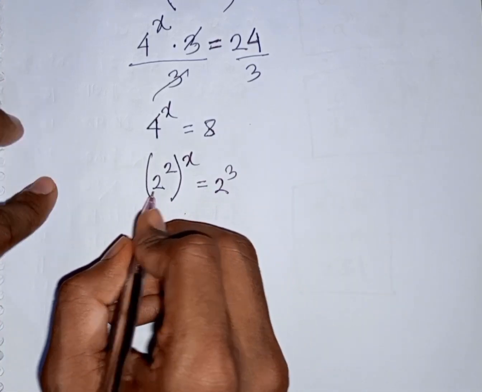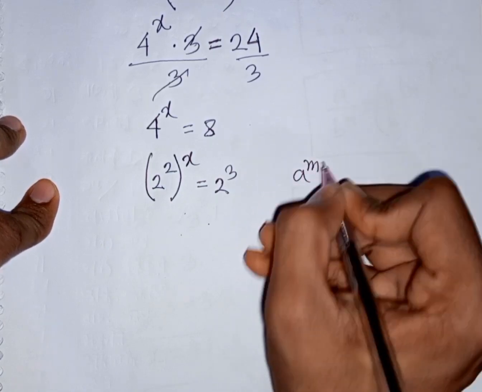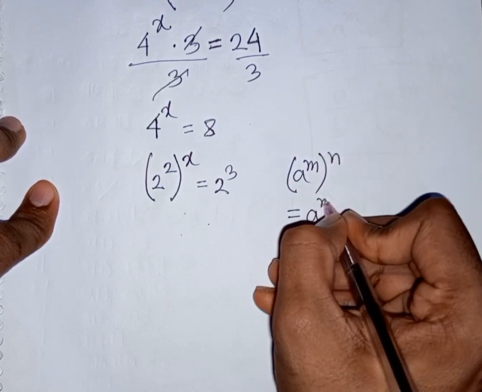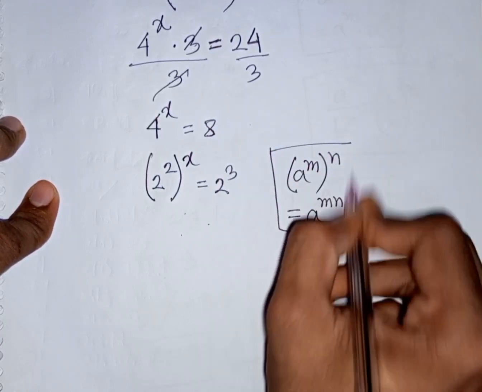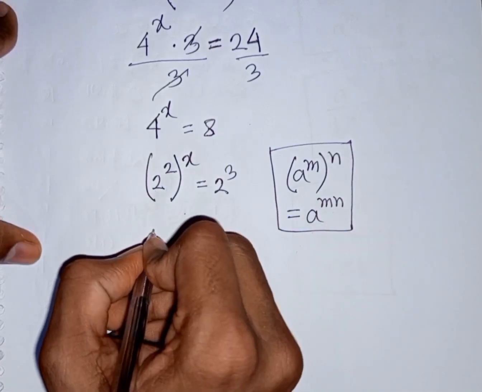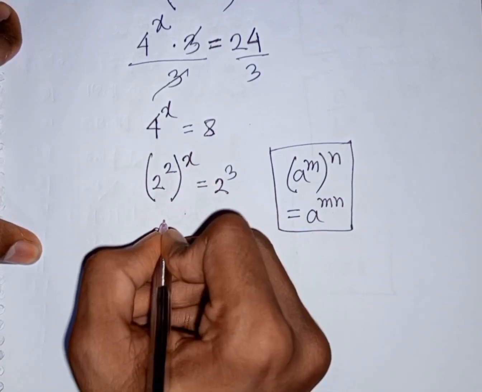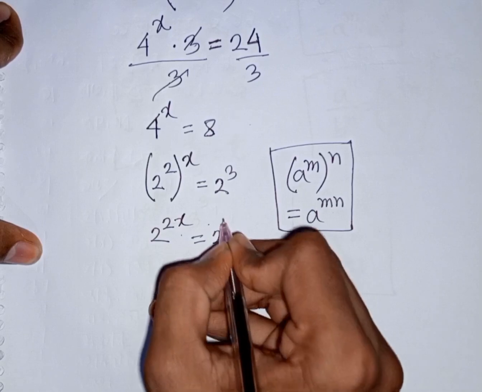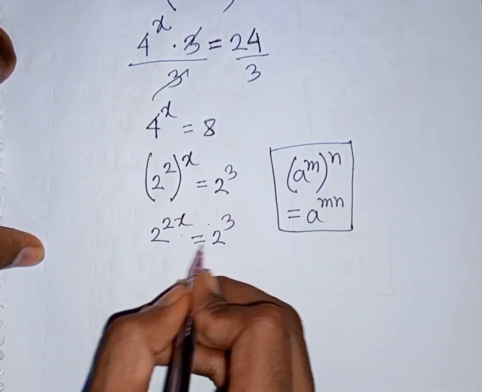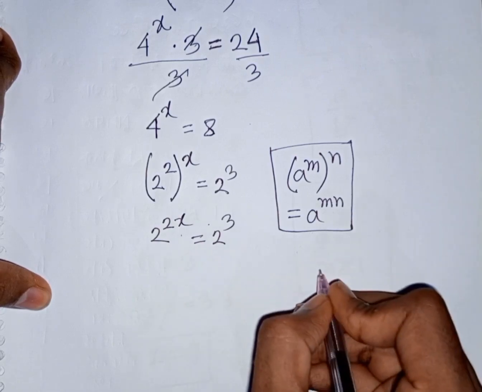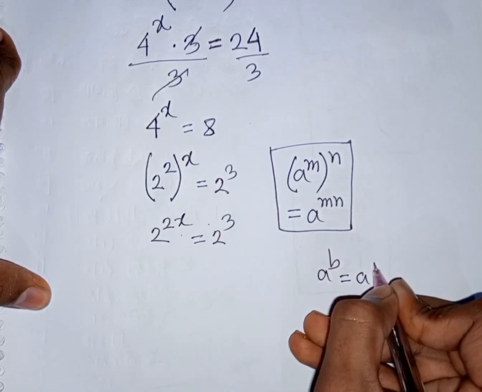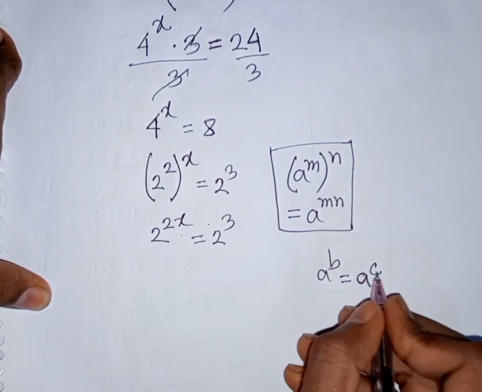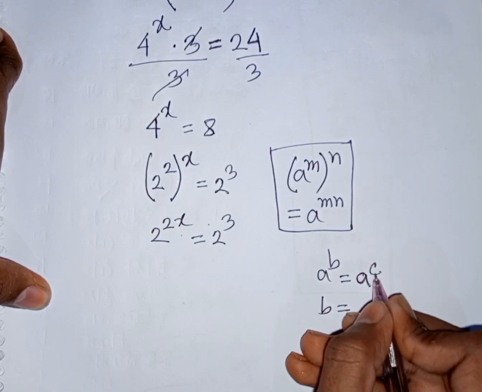Now here I can apply this exponential rule that (a^m)^n is equal to a^(m times n), that means a^(mn). So according to this formula I can write here 2^(2x) is equal to 2^3. Now we see the same base 2. So remember this exponential rule that if a^b is equal to a^c, with the same base a, then the powers will be equal, that means b will be equal to c.